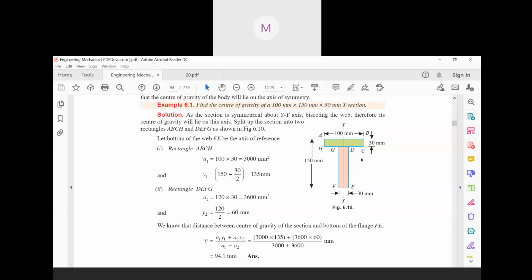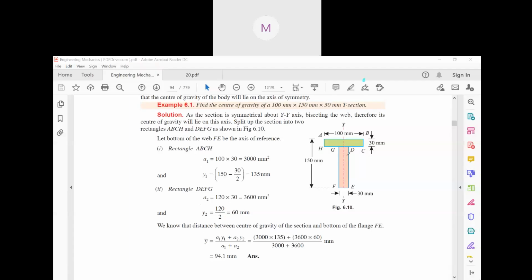This is a bit confusing also. Just pay attention. First of all, did you understand how you got the y-axis? Why is the y-axis symmetrical? Did you understand that part?